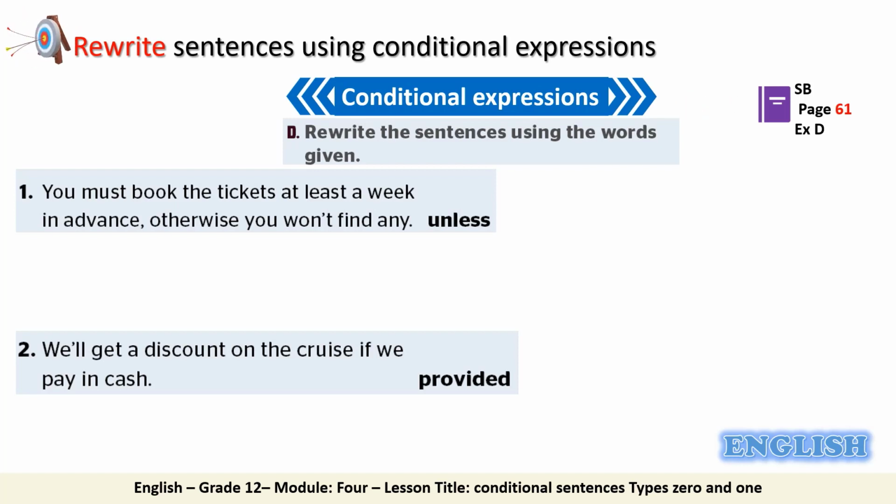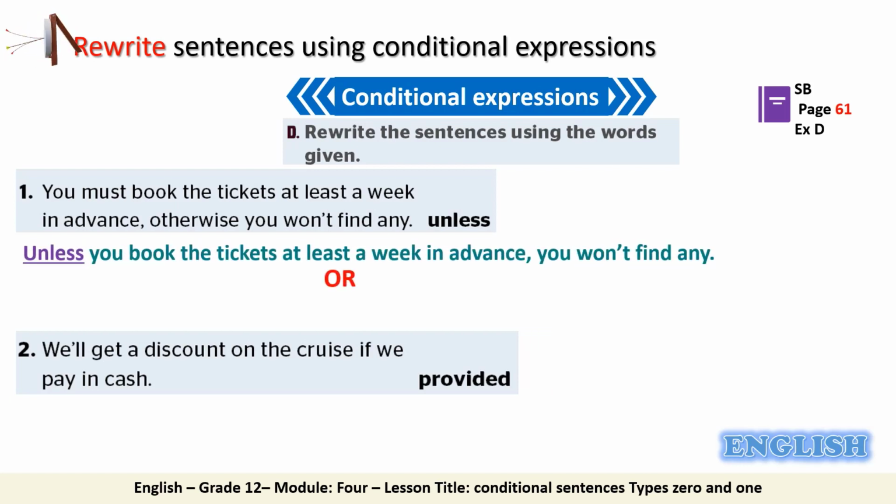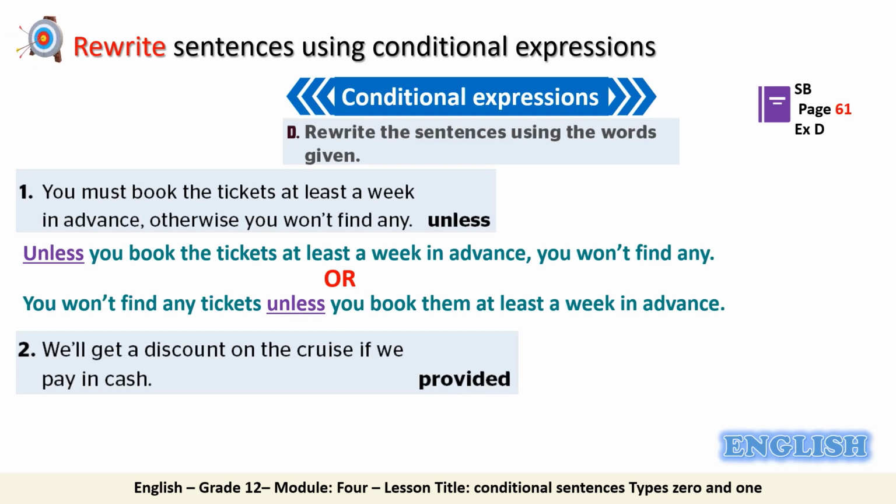Excellent. Let's see the answers. For sentence number 1, what have you written? Excellent. You can write, unless you book the tickets at least a week in advance, you won't find any. Or, you won't find any tickets unless you book them at least a week in advance. Because as we have seen in the beginning of the lesson, the if clause and the main clause are movable. And this is applicable for all the sentences of this task.